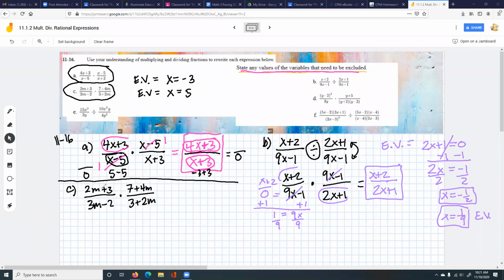Yeah, basically these are the same. If I reverse this, this is 2m plus 3, right? So that's 2m plus 3. So they're the same, so they can cross reduce. This is 4m plus 7. This is 3m minus 2.